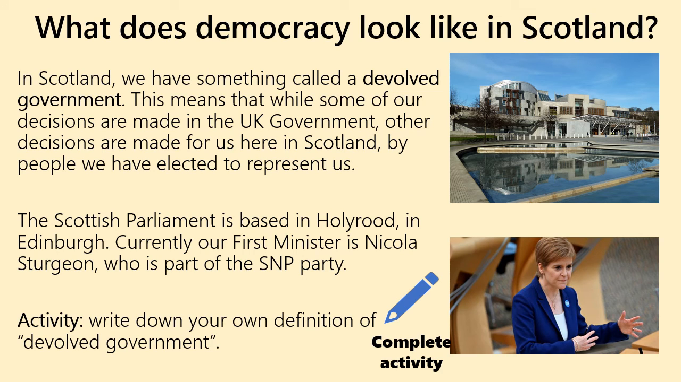What does democracy look like in Scotland? In Scotland, we have something called a devolved government. This means that while some of our decisions are made in the UK government, other decisions are made for us here in Scotland by people we have elected to represent us. The Scottish Parliament is based in Holyrood in Edinburgh. Currently, our First Minister is Nicola Sturgeon, who is part of the SNP party.